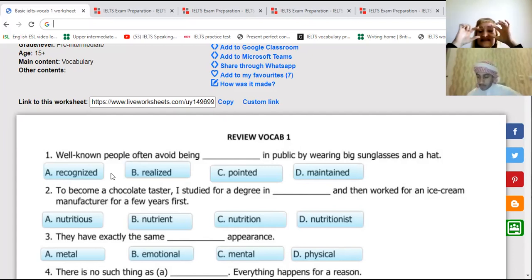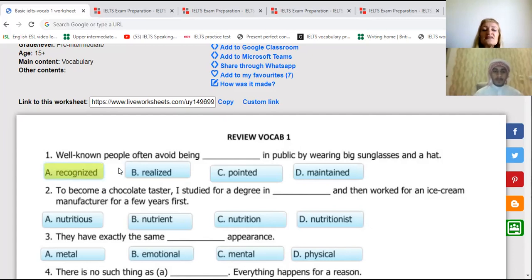Well, if you put on big sunglasses and a hat, because you don't want people to see you, you don't want to be recognized. So it would be this one. So well-known people often avoid, the word avoid means I don't want it, okay? So well-known people, they often avoid being recognized, seen. If you recognize someone, you see them. I see you are Omar, I recognize you as Omar, okay? Yes. In public by wearing big sunglasses and a hat.